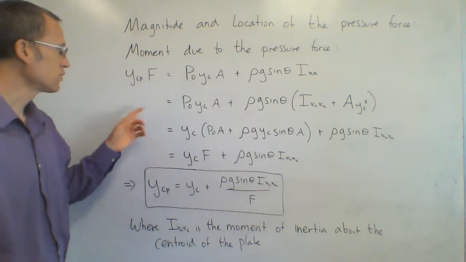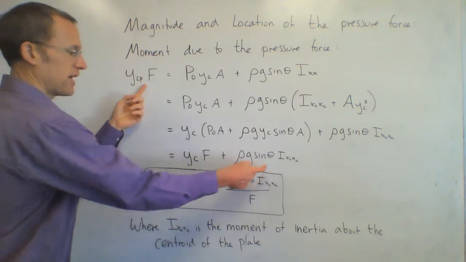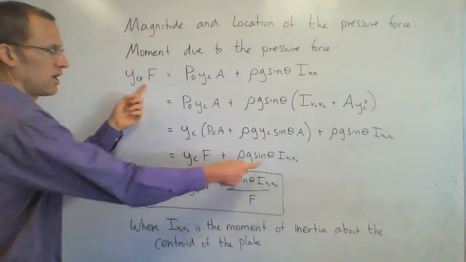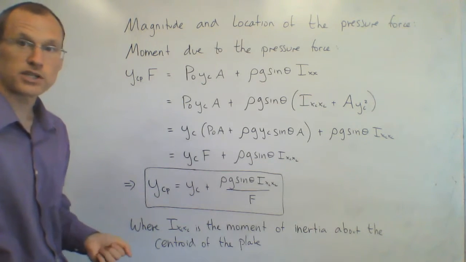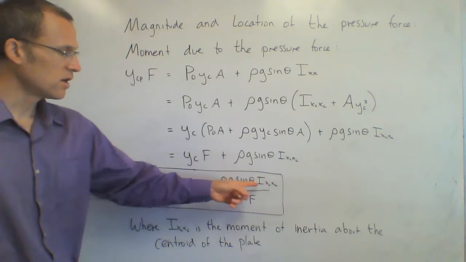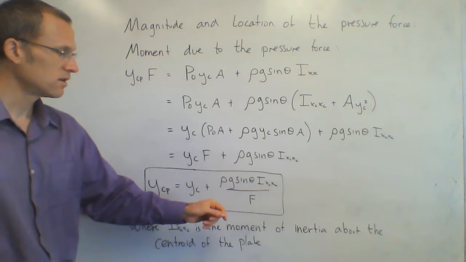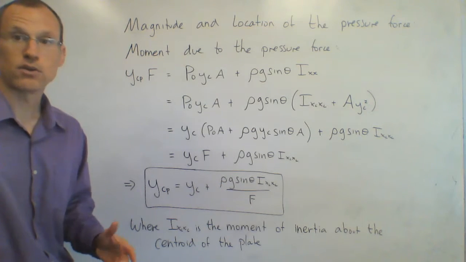Then what I'm really looking for is ycp. So to find ycp, divide this expression by F. So those F's cancel out. That guy gets an F underneath him. So my ycp, center of pressure, location of this force, is my centroid, plus rho g sine theta, moment of inertia about the x, for the centroid of the plate, divided by that force, the magnitude of the force that I found previously.